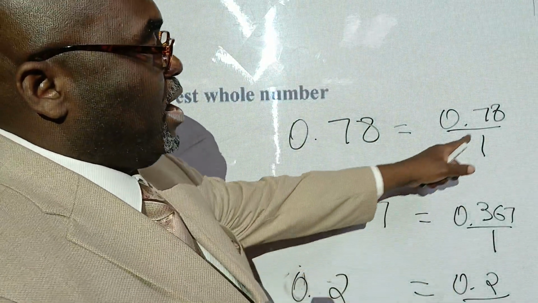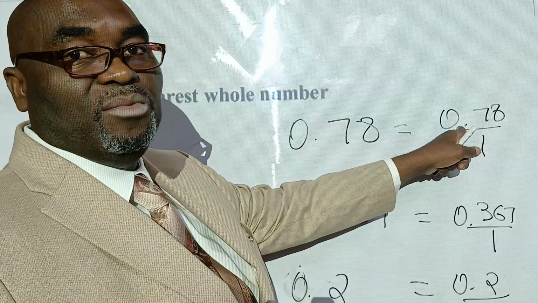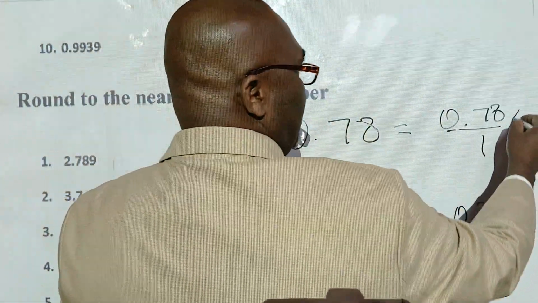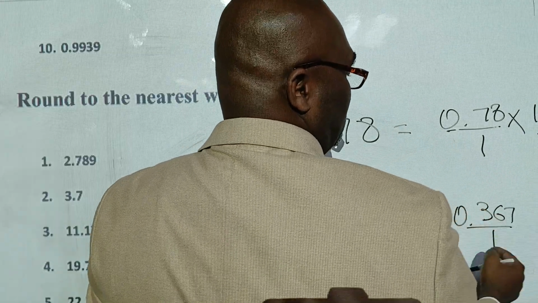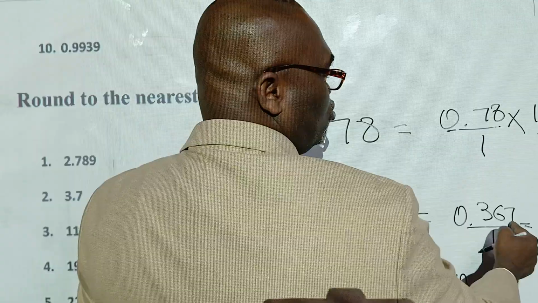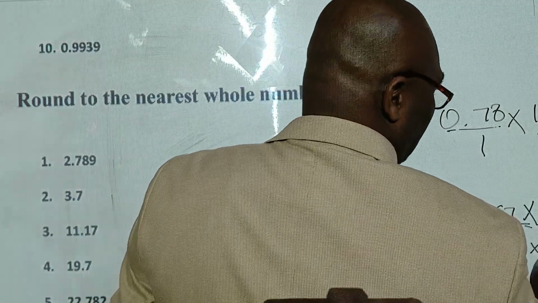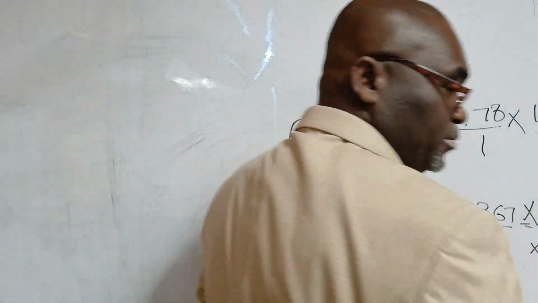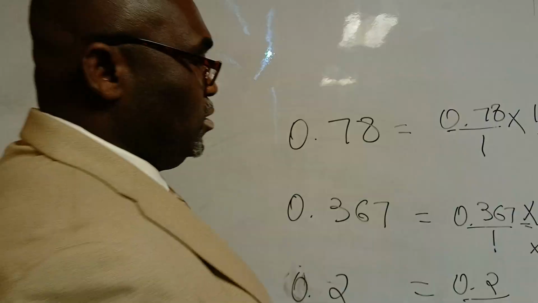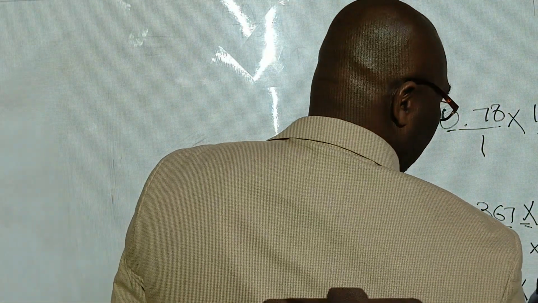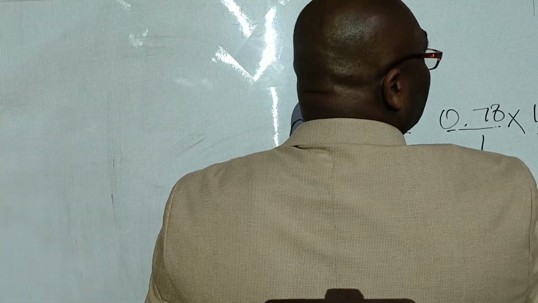Then you look at how many decimal places you have. I got 2. How many digits do you have after the decimal point? You got 2. So as a consequence, I multiply by 100, both sides. Here, I got 3: 1, 2, 3. So I'll multiply by 1,000. All right. So here I got only 1. So I'm going to multiply this by 10. So once I do that, this will become a 78.